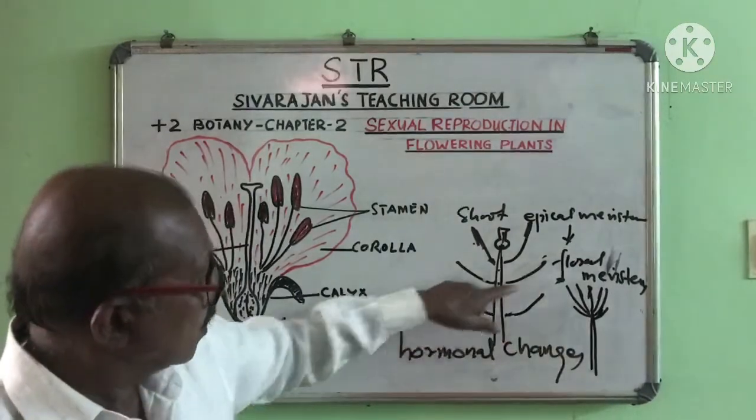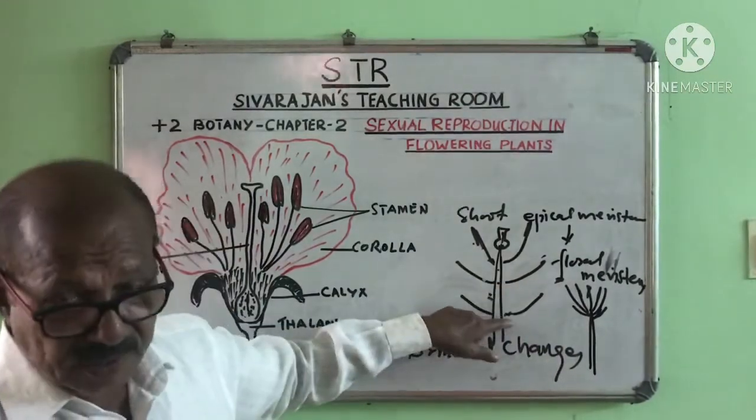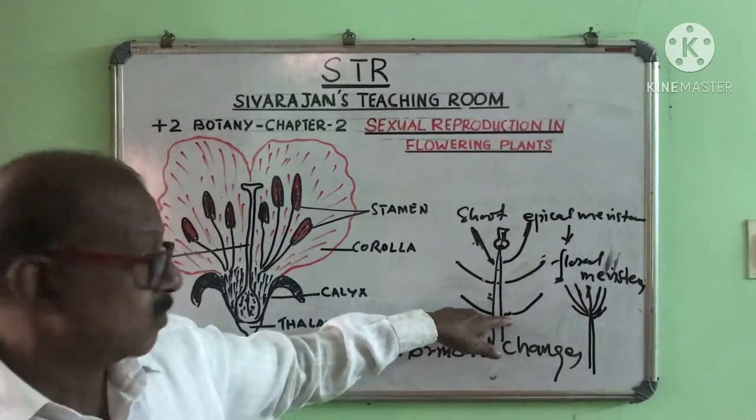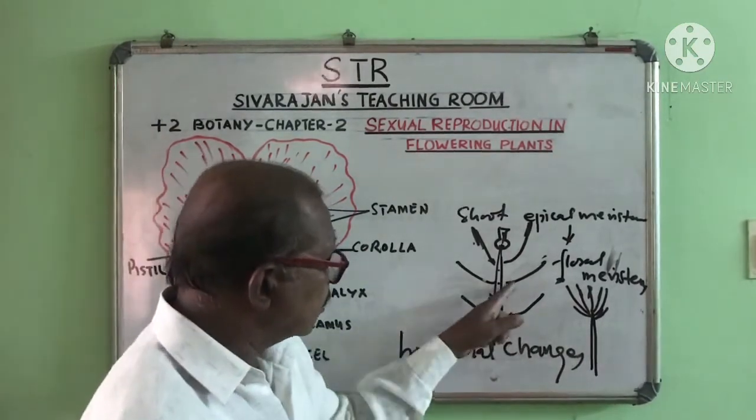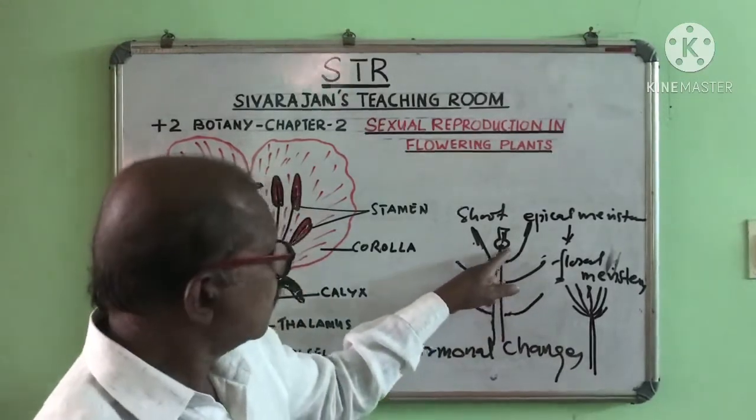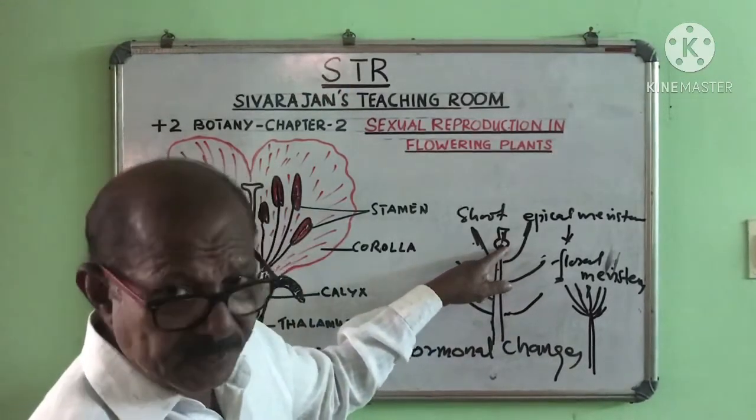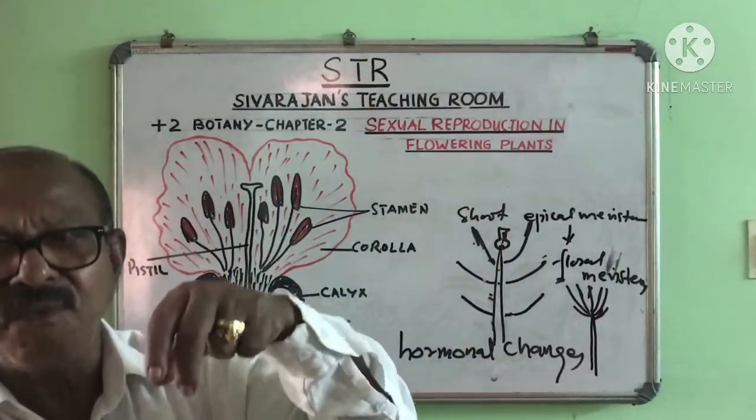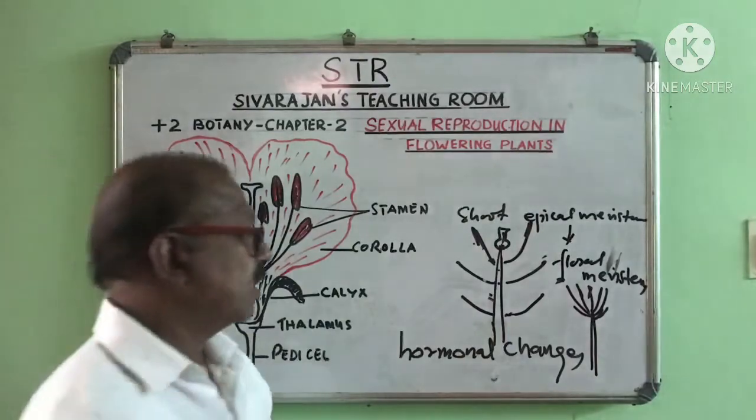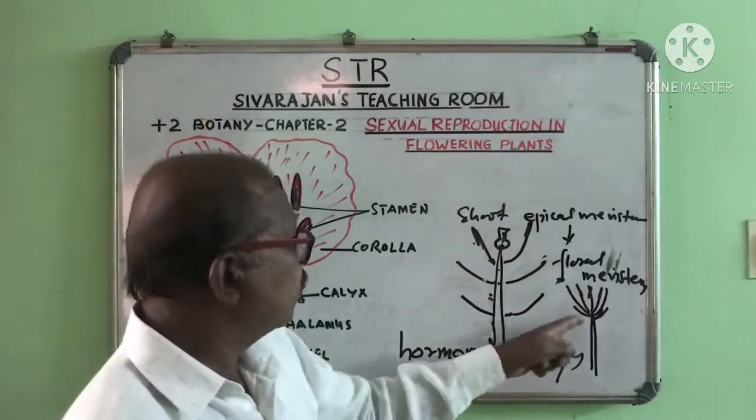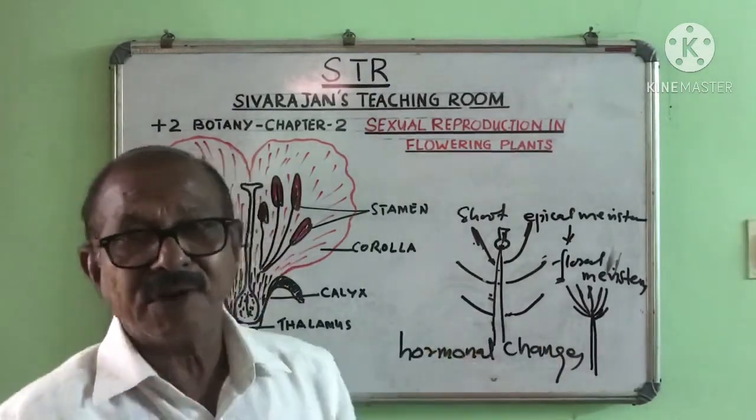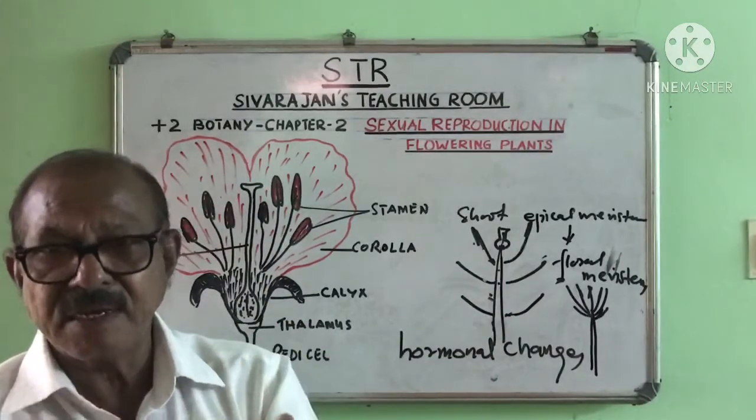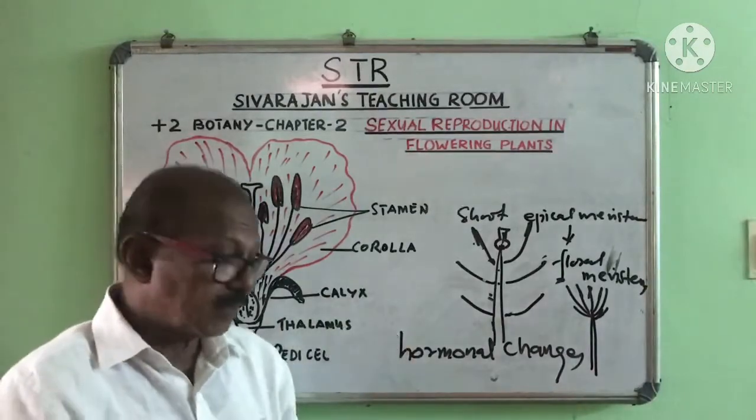So from each node, instead of developing leaves, it develops the floral parts. So what happens? Here is the calyx, here is the corolla, here is the androecium, and here is the gynoecium. Now what happens? The nodes become very compact. That means the nodes come very, very close together, so that it appears that all the four parts are emerging or developing from the same point, giving the appearance of a flower. So how does a flower develop?